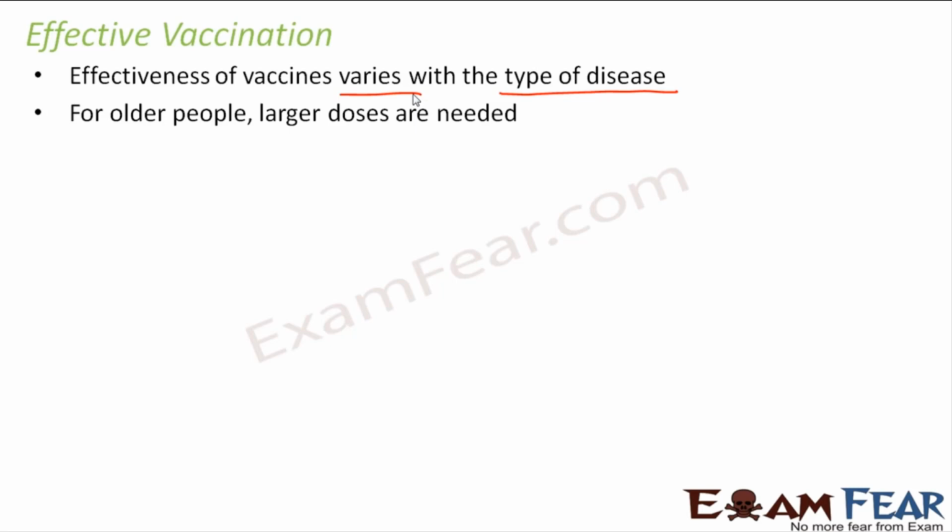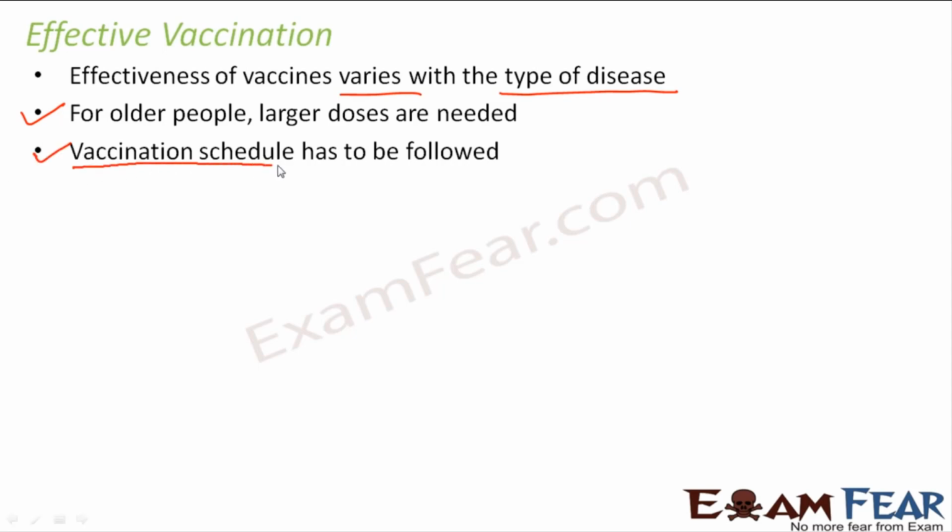So in order to make the immune system stronger, you need to give more dosage of the vaccine. So the dosage of vaccine should be more for older people. Vaccination schedule has to be followed. What do you mean by vaccination schedule?